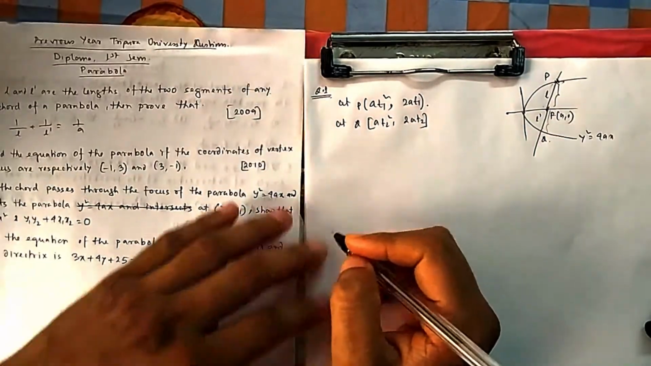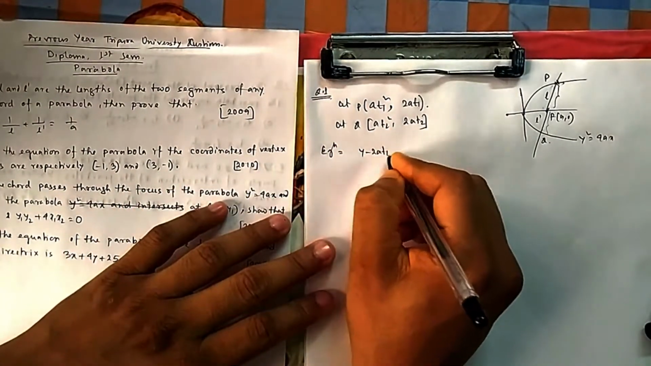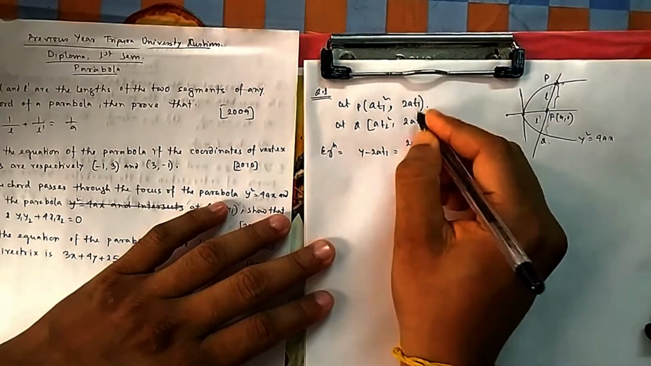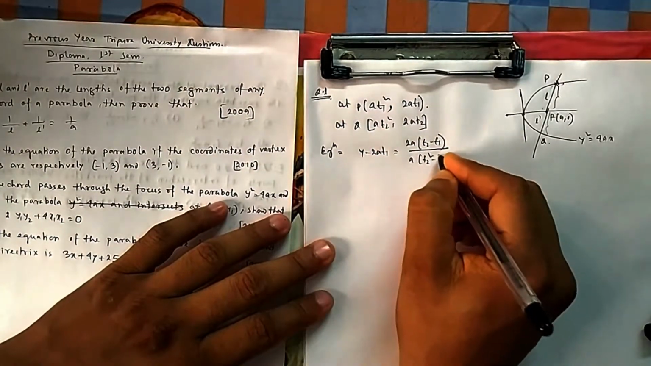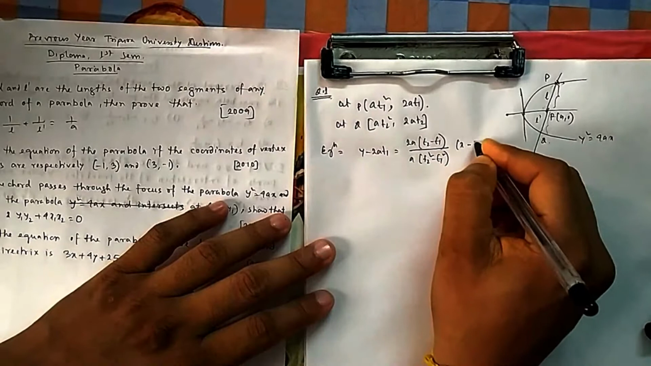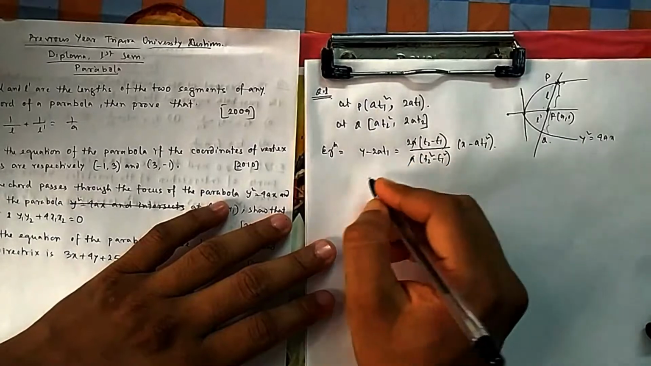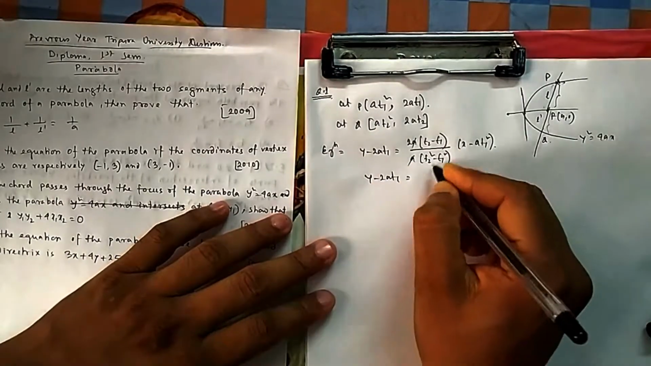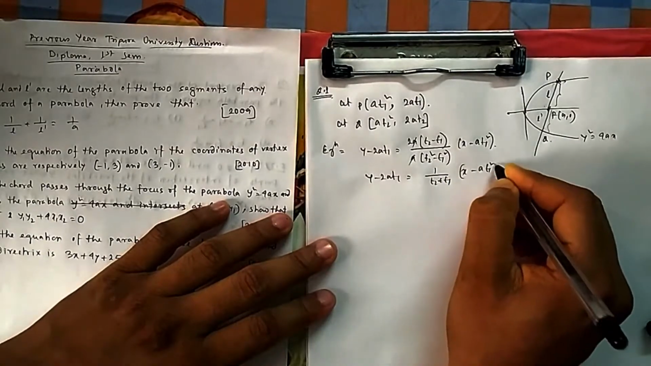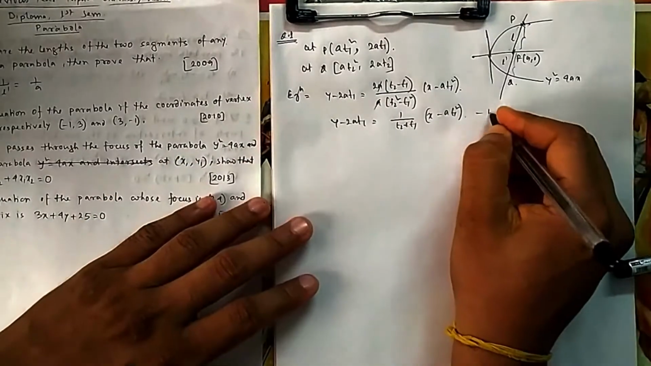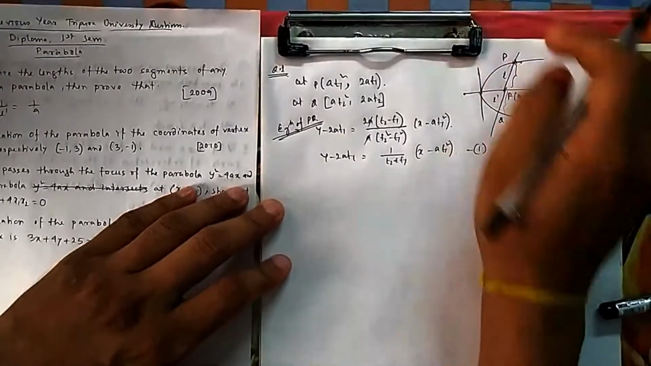Now if you know P and Q, what will be the equation of PQ? By the two-point formula, y minus y1 equals (y2 minus y1) over (x2 minus x1), so 2a into (t2 minus t1) divided by a (t2 square minus t1 square), into (x minus a t1 square). So a gets cancelled, and then a square minus b square is (a minus b)(a plus b), you can do it. Finally it will be y minus 2a t1 equals 2 by (t2 plus t1) into (x minus a t1 square). Now this equation 1 is the equation of line PQ.